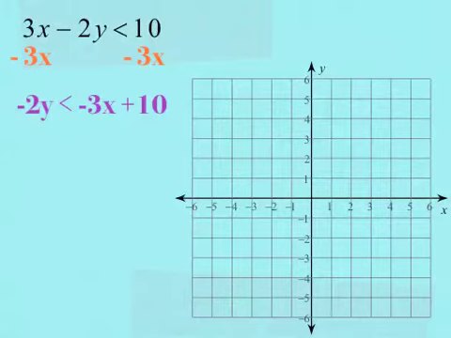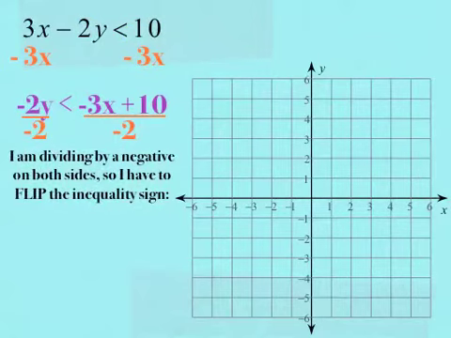I need to use inverse operations again, which means that I need to divide by a negative 2 on both sides. If you remember back to when we were talking about just solving an inequality, if we multiply or divide both sides of an inequality by a negative, we have to flip the inequality sign. Because I am dividing both sides of this by a negative 2, I need to flip my inequality sign, which means it becomes y is greater than a positive 3 over 2x, because a negative divided by a negative is a positive, and then minus 5, because a positive 10 divided by negative 2 is a negative 5. Now I can graph it just like I graphed them yesterday.